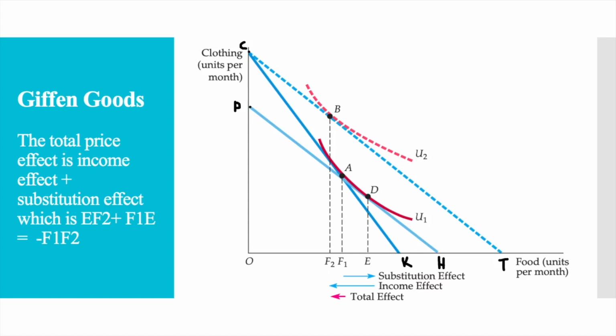As we learned, the Giffen good is also an inferior good where the income effect is negative. So here, the total price effect is income effect plus substitution effect, which is minus EF2 plus F1E, which equals minus F1 F2. So here, the total effect or price effect is negative. This means that the decrease in the price of food leads to a lower quantity of food demanded.